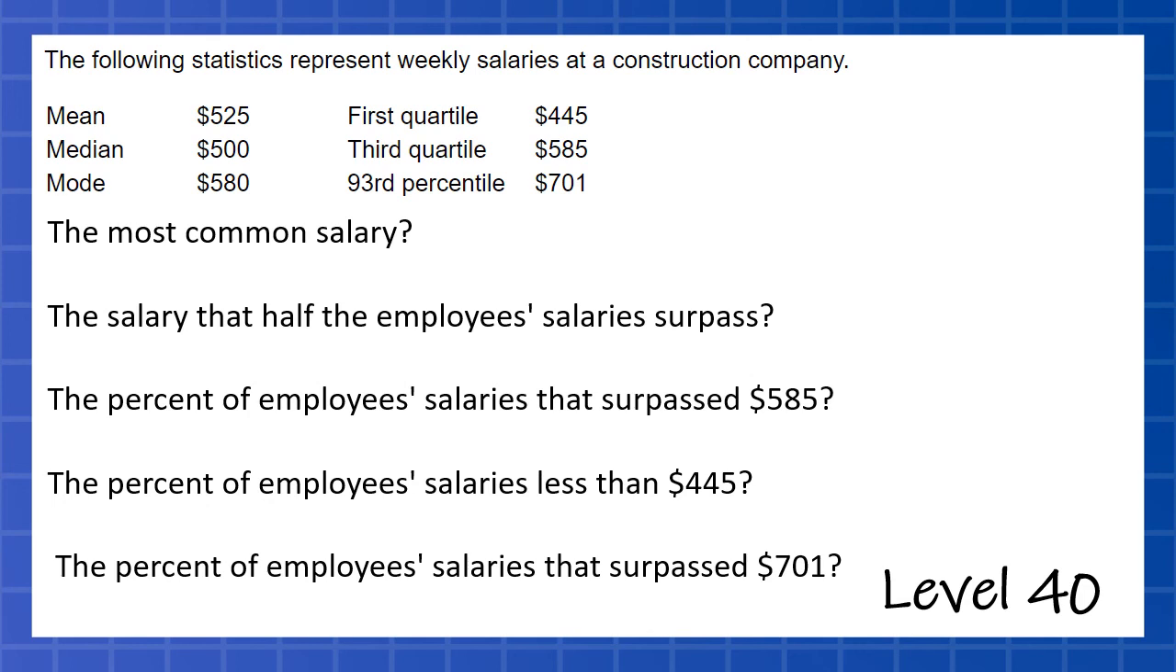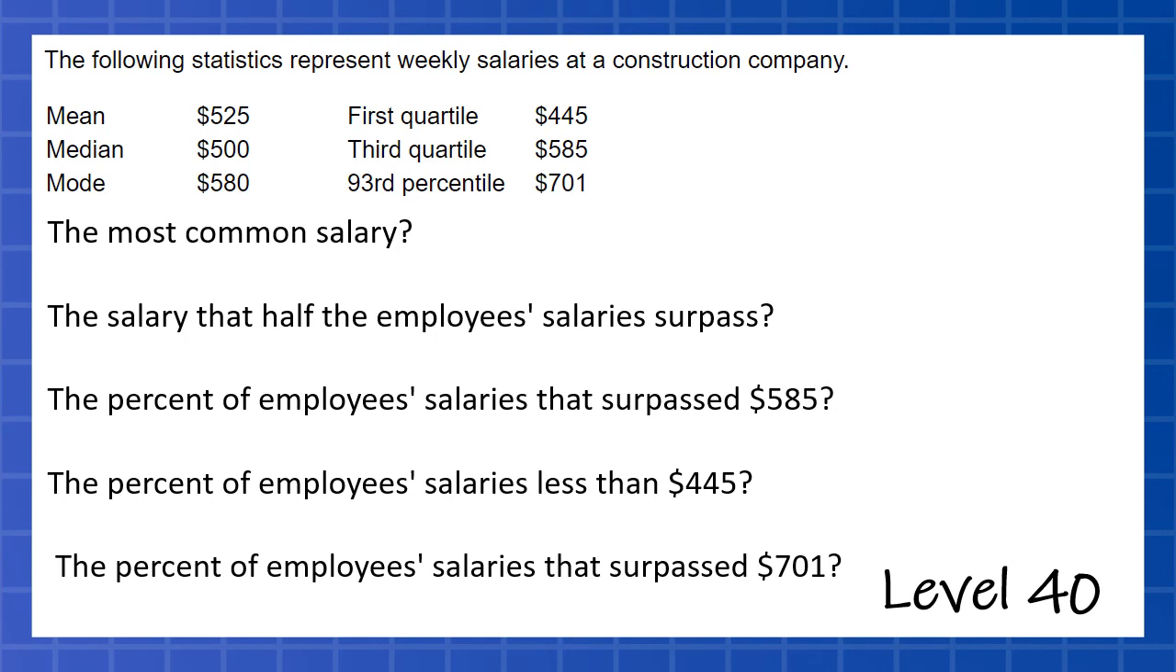If we look at statistics like mean, median, mode, and quartiles, they actually tell us a lot about the makeup of a population or a sample. In this case, we have all of the salaries of a company, but rather than give you all of the salaries, I just gave you some of our key details: mean, median, mode, first and third quartile, and then just for fun, I gave you the 93rd percentile.